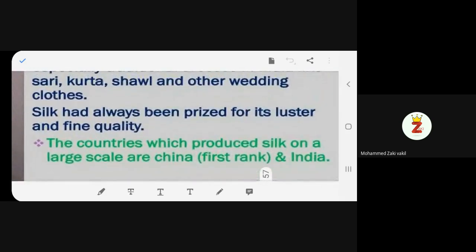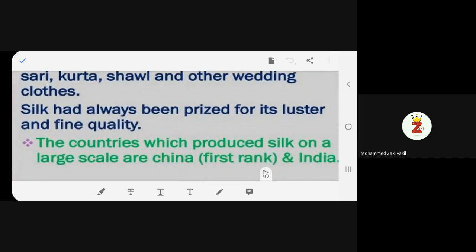Read. Silk had always been prized for its luster and fine quality. The countries which produce silk on a large scale are China, first rank, and India. Silk was a very important cloth. Why? For its shine and very good quality. You feel it very soft. That is the quality of silk. Everybody wants to wear it.